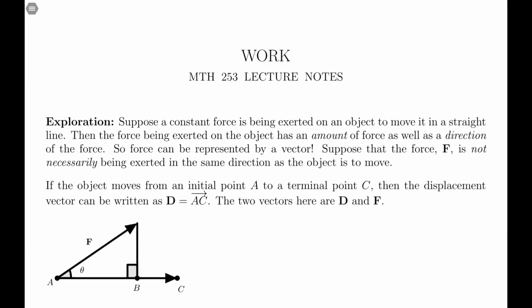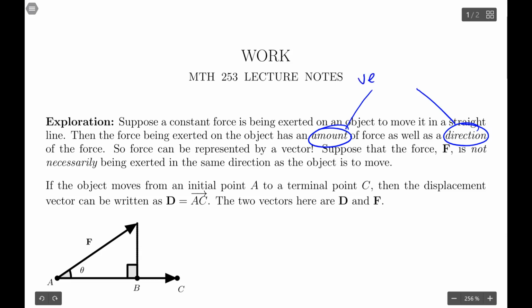Let's suppose we have a constant force, and this force is being exerted on some sort of an object to move it in a straight line. Then this force being exerted on the object has an amount of force, as well as a direction of the force. So these two words are italicized because they're actually really, really important quantities. If you have a quantity that has an amount as well as a direction, then from what we've now seen from previous videos, we have a vector.